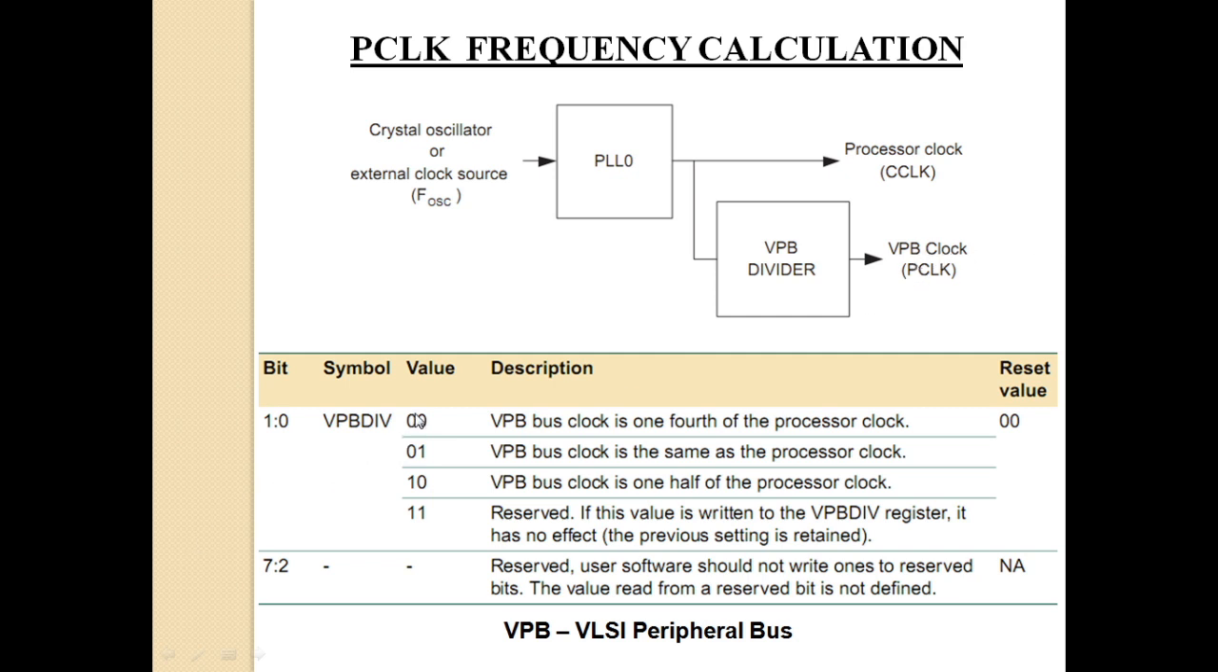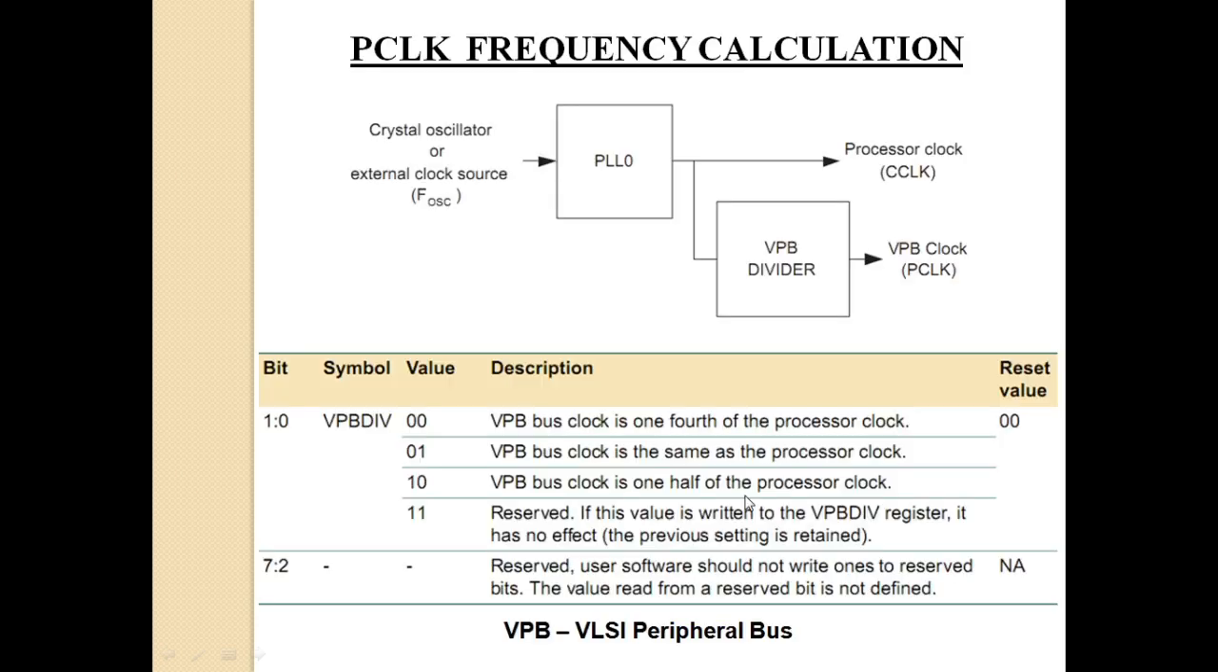Why is it 1/4? Because the reset value of VPB divider bit number 1 and 0 will be 0 0. If you are writing 1 1, it is don't care. Right? So you can have 3 configurations for the VPB divider. This is very important because the peripheral clock is connected to all the peripherals. So whatever calculation you want to perform on any other peripheral, you need to use this clock for the calculation. 15 megahertz. You should not use this.